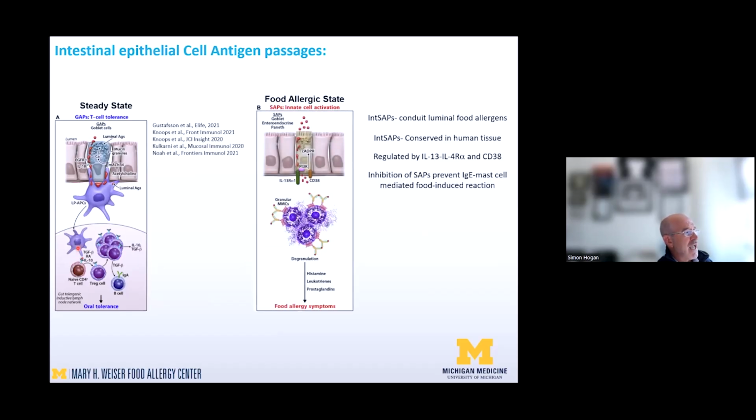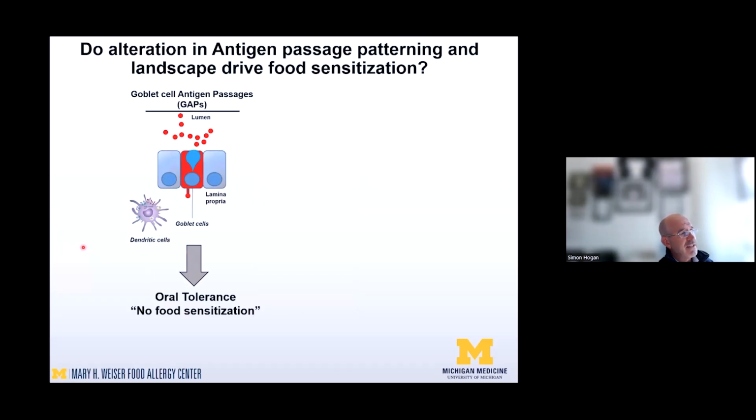So what we were able to show now is that these antigen passages are very important in moving dietary antigens across the epithelium, but they seem to be spatially and temporally regulated and can control oral tolerogenic responses, but also contribute to food allergic responses. Well, next we were interested in the question: if these antigen passages can passage dietary antigens, do they contribute to food sensitization? And we know that food sensitization is related to the presence of certain immune molecules, such as the cytokine IL-4 and IL-13. And we knew that the mechanism by which SAPs occur is related to IL-13 and the IL-4 receptor alpha.